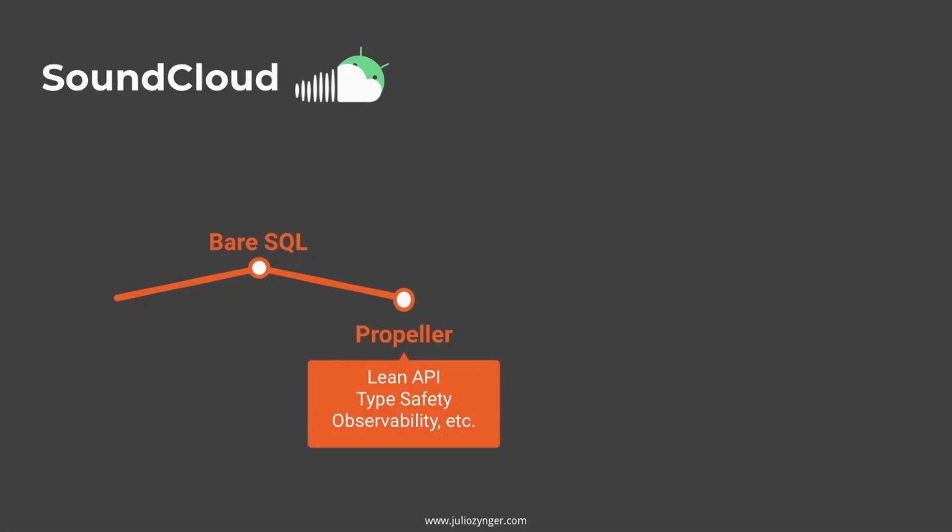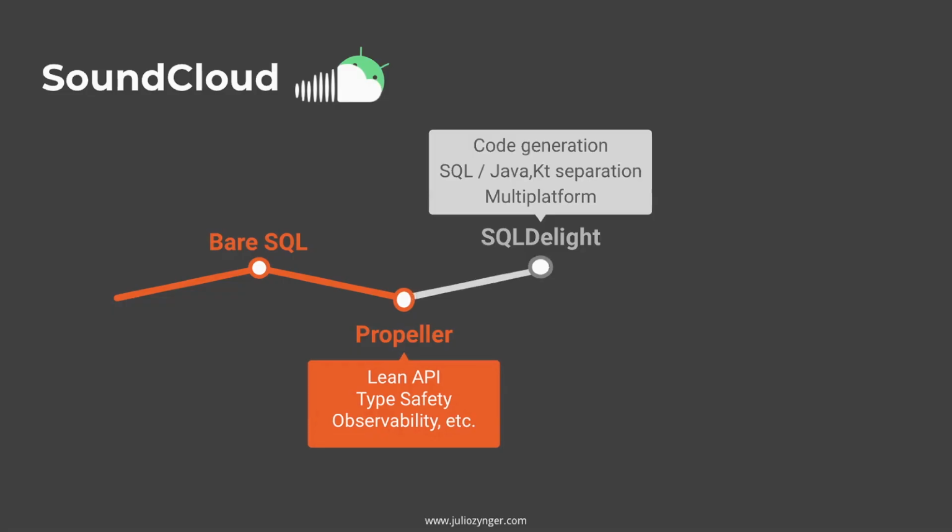At more or less the same time as we were building Propeller, other companies also faced the same challenges, so they also started building their own solutions. And as we were preparing to open source Propeller, Square open sourced SQLDelight, which became very widespread, and it's an amazing library, not only because it gave what we wanted with the type safety features and the observability, but extra features on top.